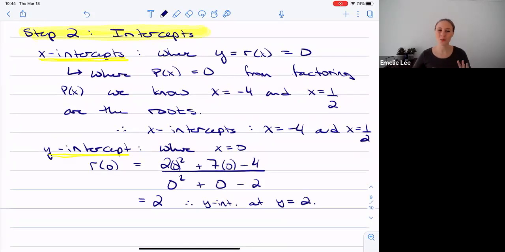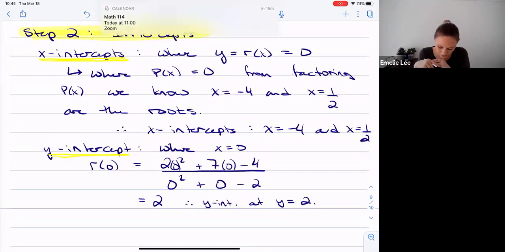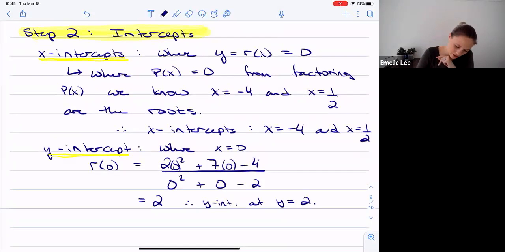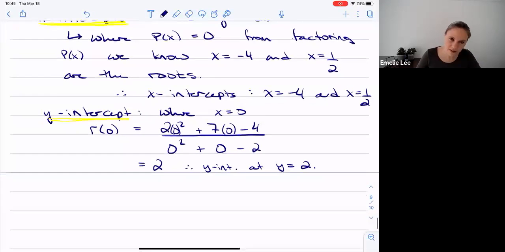So we already know quite a bit about this graph, right? I know where it's crossing the x-axis. I know where it's crossing the y-axis, right? And so now we need to just keep working on this a little bit. And let's see here. Step 3 is finding the vertical asymptotes.